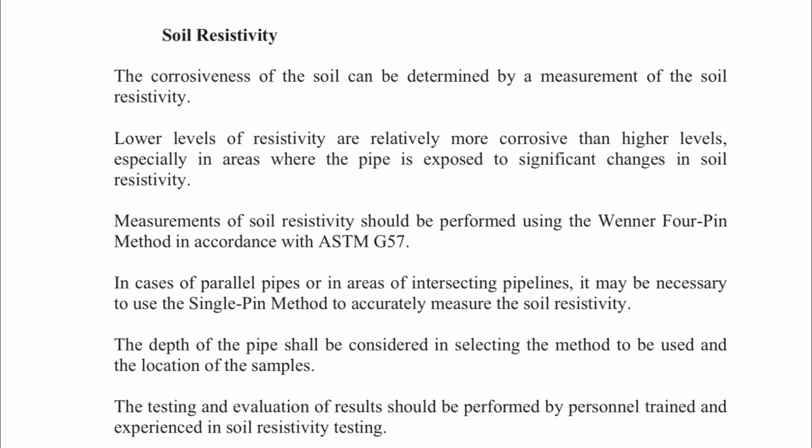Next point is soil resistivity. The corrosiveness of the soil can be determined by a measurement of soil resistivity. Lower levels of resistivity are relatively more corrosive than higher levels, especially in areas where the pipe is exposed to significant changes in soil resistivity. Measurements of soil resistivity should be performed using the 4-pin method, Wenner 4-pin method, in accordance with ASTM G57. In cases of parallel pipes or in areas of intersecting pipelines, it may be necessary to use the single pin method to accurately measure the soil resistivity.